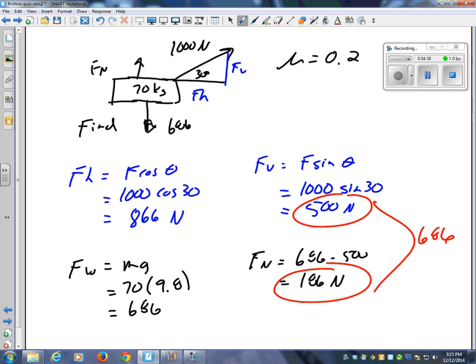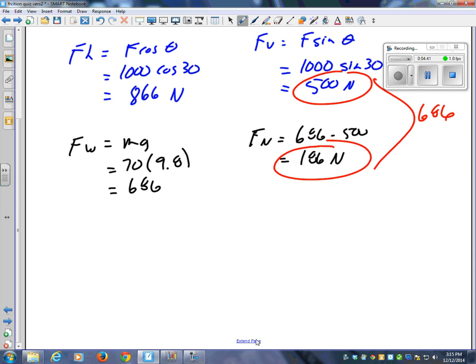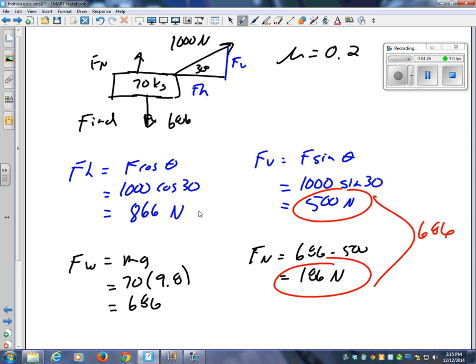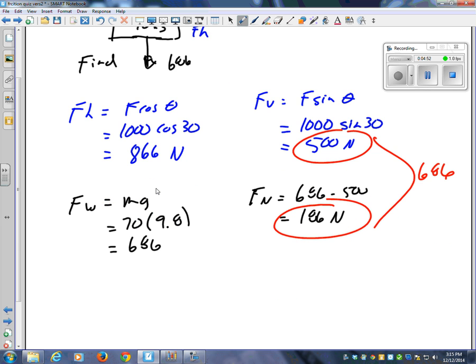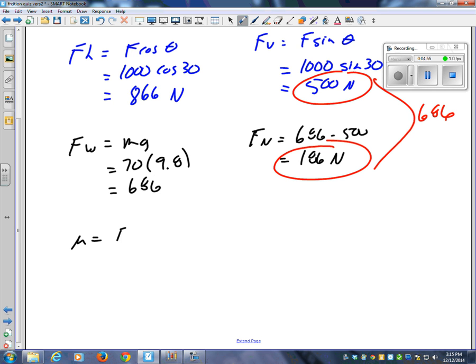And once you've got that, you can say like find this, find that. I said find the acceleration. So now I'm going to solve for FF. 0.2 is equal to FF over normal force 186, right? 37.2. So we got 37.2 newtons of friction.